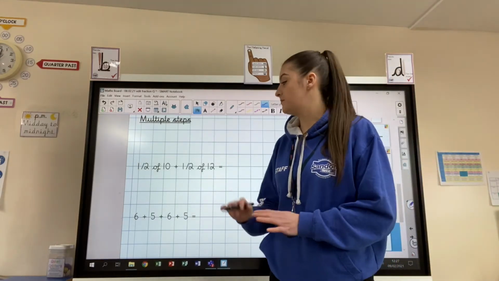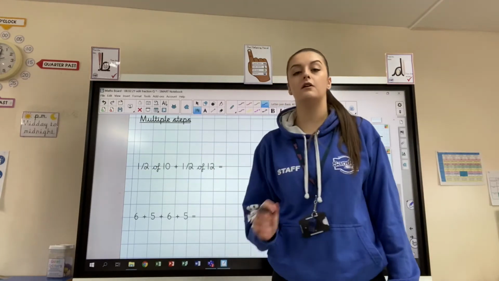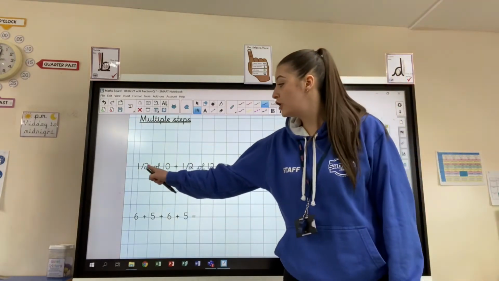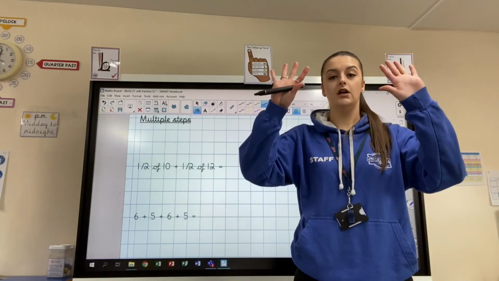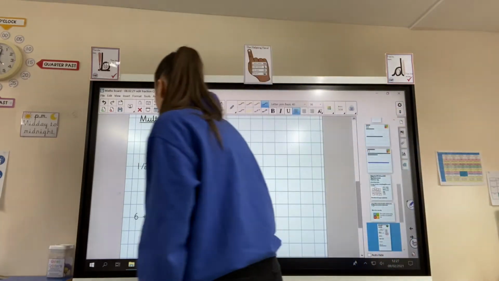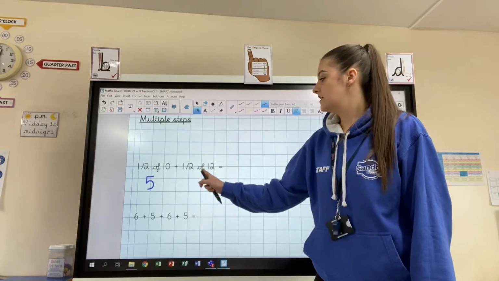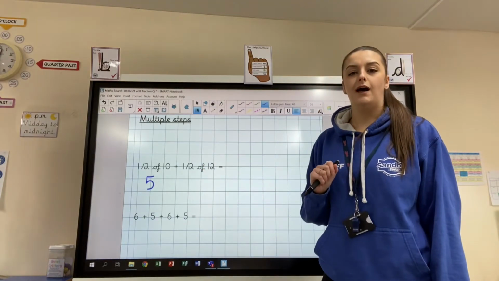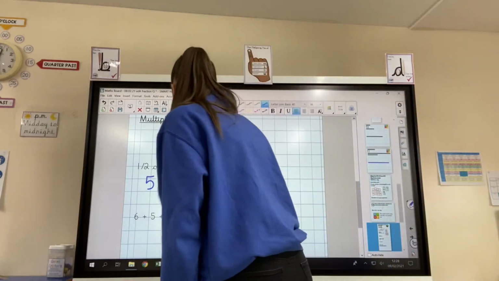So I'm going to break it into parts. I'm going to figure out half of 10, and we know when we're halving a number, we're splitting it into 2 equal groups. My denominator tells me that. So half of 10, there are 2 groups of 5 in 10, so that's 5. I'm going to make a note of that underneath. Now I'm going to add half of 12 to that. Now half of 12 is 6, okay?